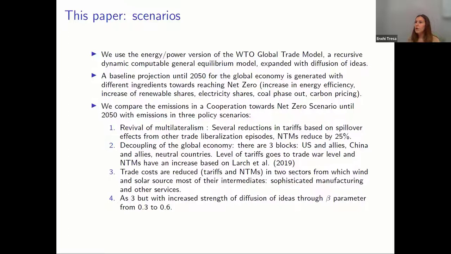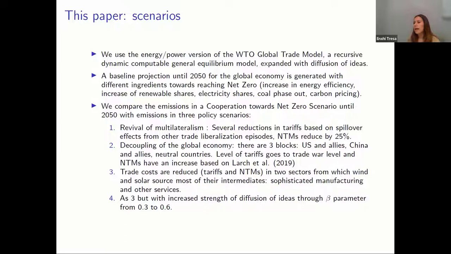And here we would like to know, when we open up to trade, how emissions are affected in the case where the diffusion of ideas is present. And I will explain what is the channel, how we model that afterwards. The second scenario is on the decoupling of the global economy. So basically we have three blocks, US and allies, China and allies, and neutral countries. And the level of tariffs goes up to a trade war level, and NTMs also increase.